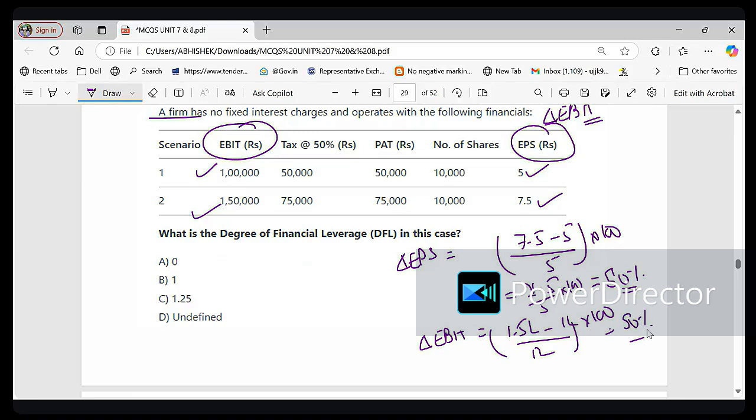Now can you tell me how much is the DFL? Please let me know. I am waiting for your response. Just apply the formula: percentage change in EPS upon percentage change in EBIT. That is what DFL is, right?